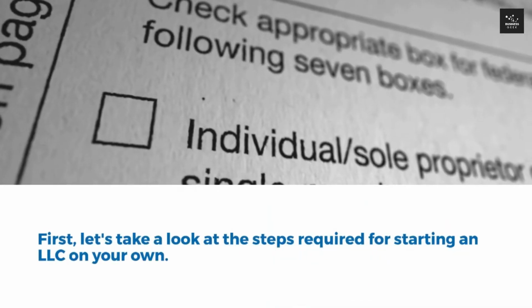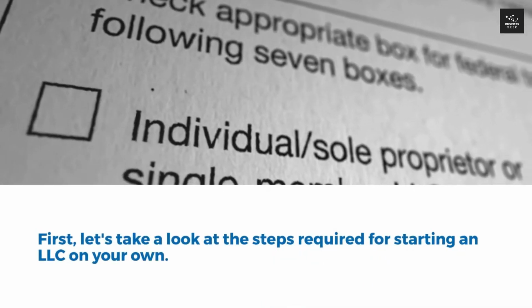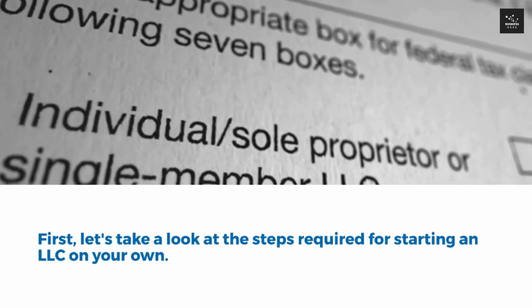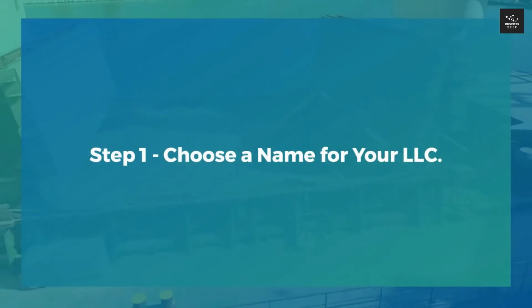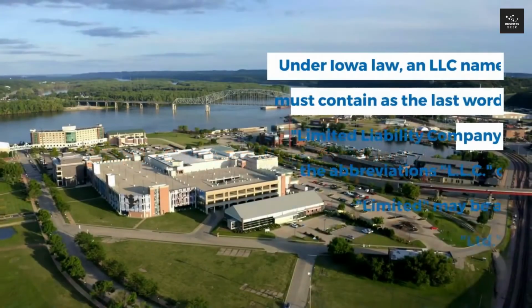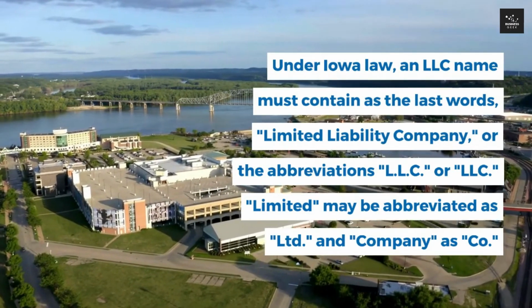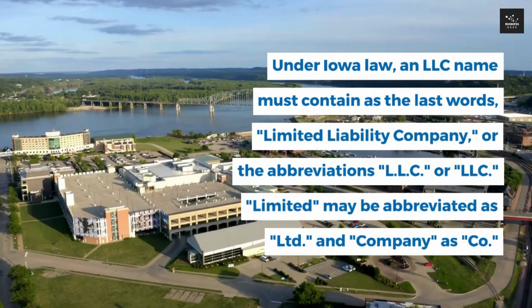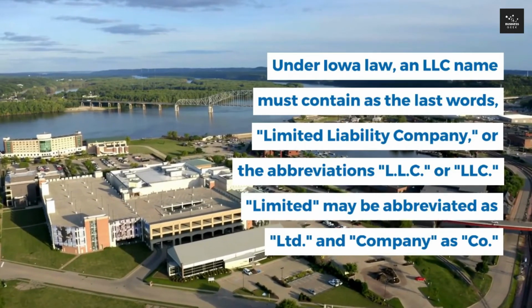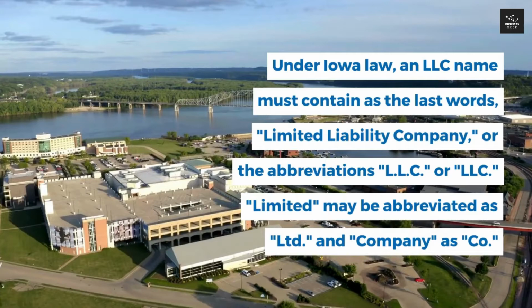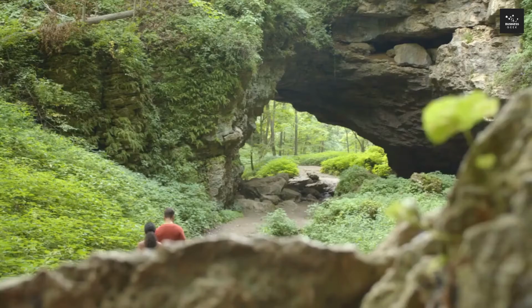First, let's take a look at the steps required for starting an LLC on your own. Step 1. Choose a name for your LLC. Under Iowa law, an LLC name must contain as the last words, Limited Liability Company, or the abbreviations, L.L.C. or LLC. Limited may be abbreviated as Ltd. and Company as Co.